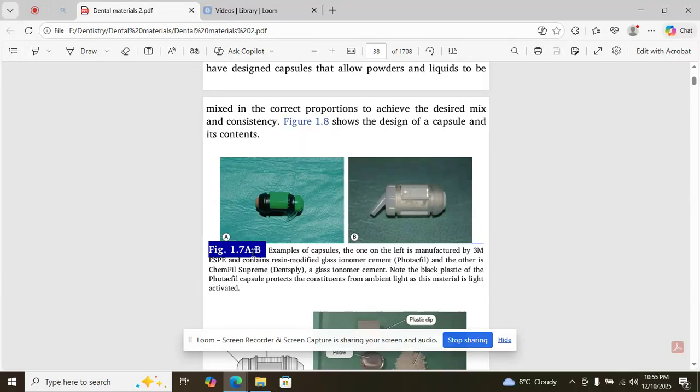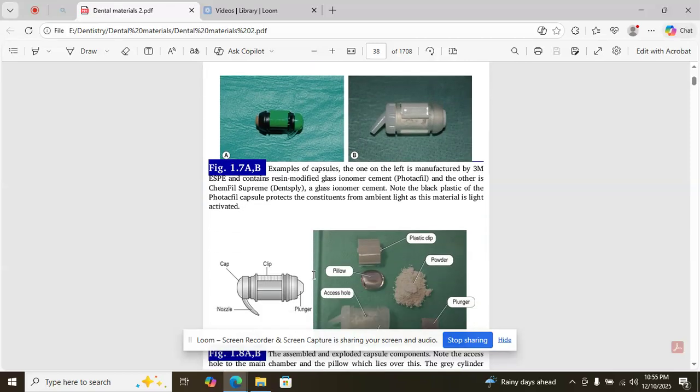Figure 1.7a and b, examples of capsules. The one on the left is manufactured by 3M ESPE and contains resin-modified glass ionomer cement, Ketac Fil, and the other is Chemfil Supreme Dense Ply, a glass ionomer cement. Note the black plastic of the Ketac Fil capsule protects the constituents from ambient light as this material is light-activated.